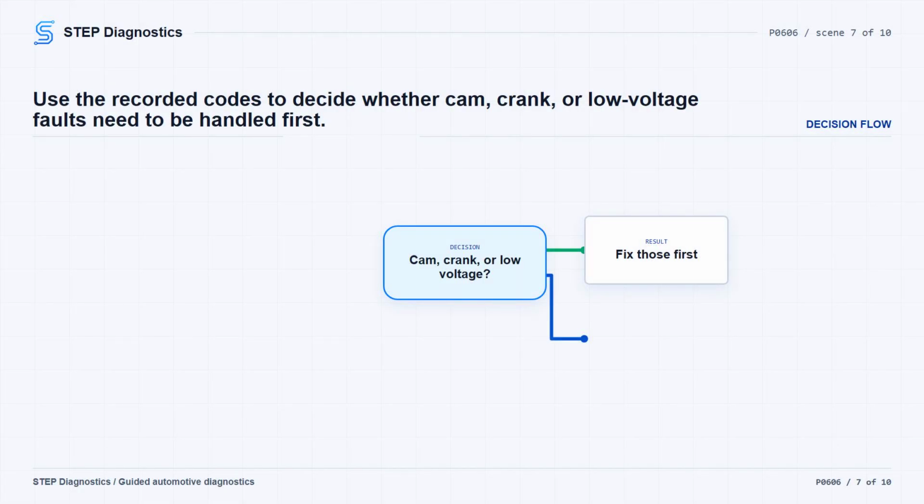Next, look at the DTCs you recorded. If there are active or pending cam sensor, crank sensor, or low system voltage codes, diagnose those applicable faults first. Those can point you toward the signal or voltage conditions that may be influencing this code. If those related faults are not active or pending, move on to the harness and connector inspection.